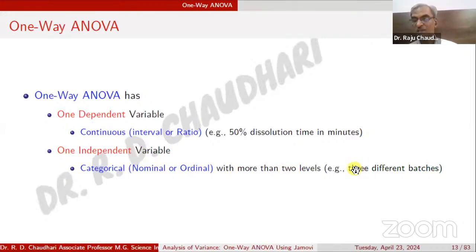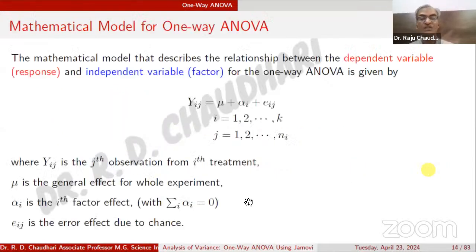In our example, it is three different batches, batch 1, batch 2, and batch 3, right? Now this is just for your reference. I am not going into the detail. The reason is it is quite mathematical, but if you want to use this model in your research, you can refer to the corresponding reference books, right? So this is a mathematical model.